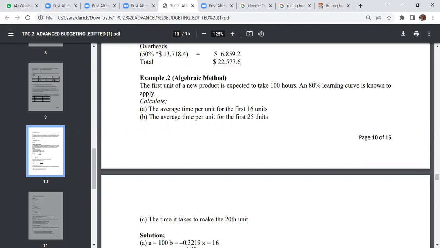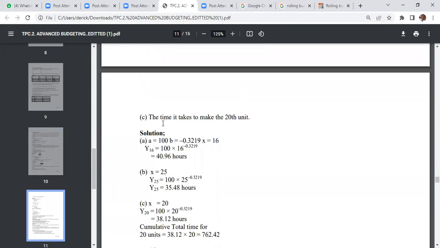I've told you that the answer you get as y is the average cumulative time taken per unit. So if you're substituting, y is equal to a, my a is 100, times x, which is 16, raised to the power b, which you have computed using the 80%. That will give you the answer. Even this one here for the first 25, same thing, where x you put 25.